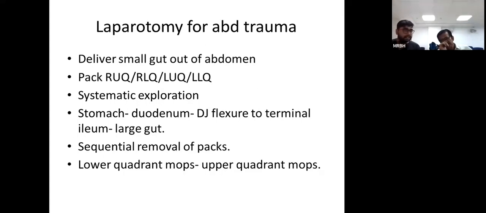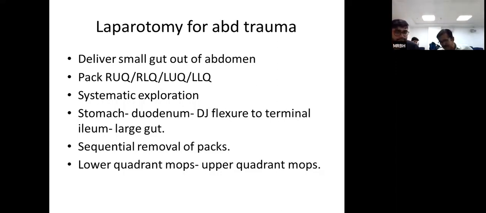Thereafter, we go on tracing along the ascending colon, the transverse colon, and the descending colon. We should also make an attempt to check the rectum for any obvious collection. So that is the sequence you should follow. Once you pack the abdomen, even if there is bleeding, it might stop because of the packing, and then you do the systematic exploration from the stomach up to the large gut, up to the rectum.